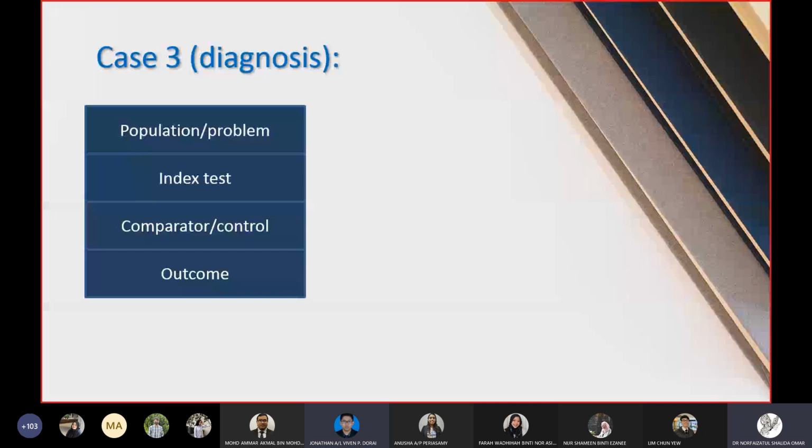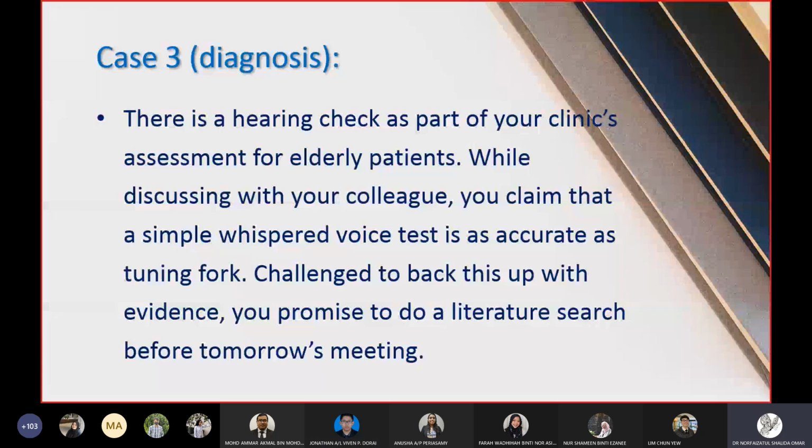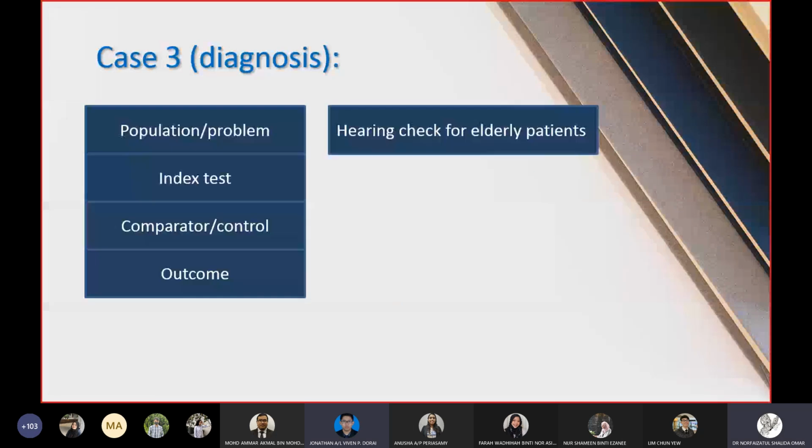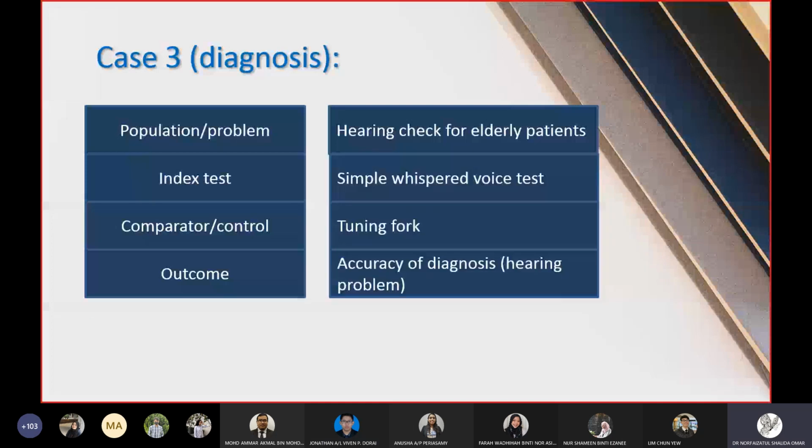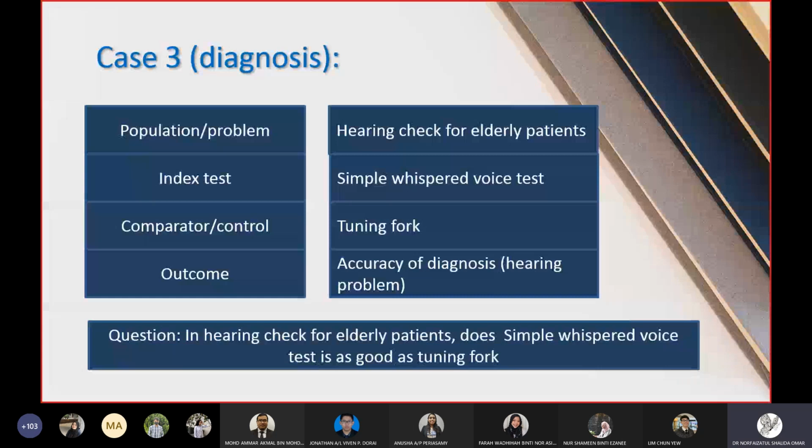What's the index test? Simple whispered voice test. Then what's the comparator or the gold standard? A tuning fork. And then what's the outcome? Which is more accurate. The accuracy of the diagnosis. And of course, the question is in hearing check for other patients, is the simple whispered voice test as good as the tuning fork? Okay, good. So that's on diagnosis case.